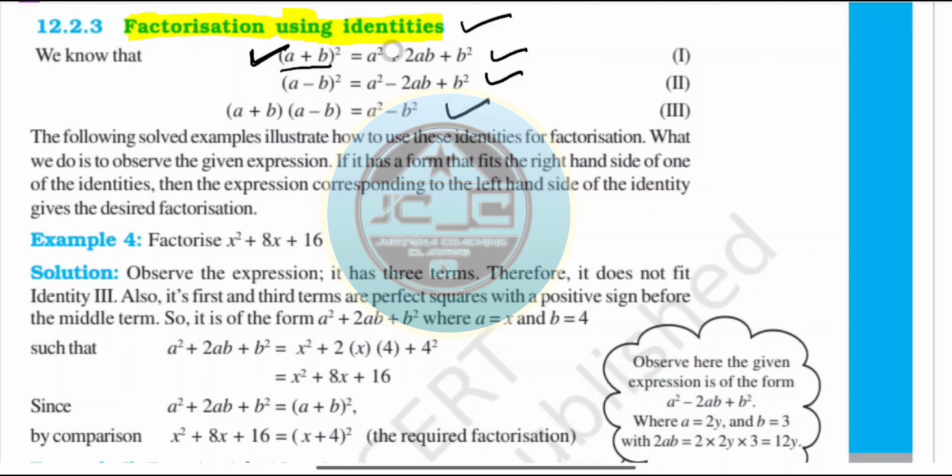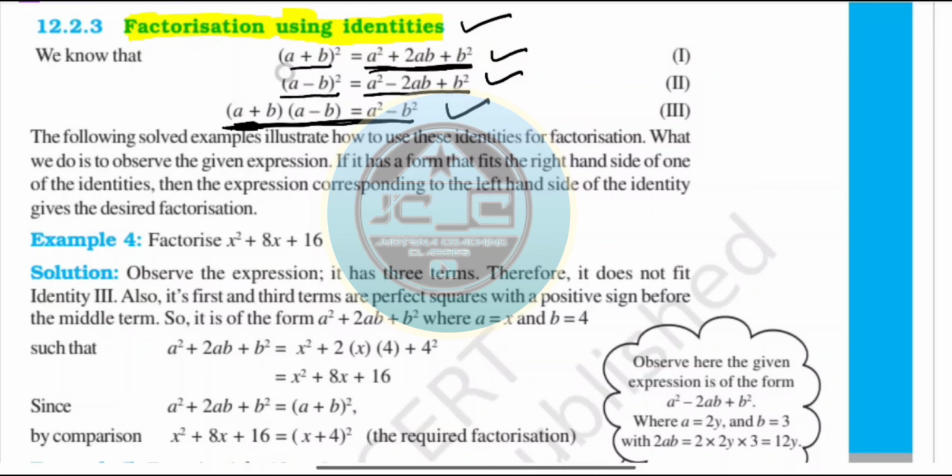The first identity we should know is (a plus b) whole square is equal to a square plus 2ab plus b square, and the second identity is (a minus b) whole square is equal to a square minus 2ab plus b square. We have to remember these identities neatly so that we can implement them in different problems which will be coming shortly. And the third identity, identity number 3, is (a plus b) into (a minus b) is equal to a square minus b square.